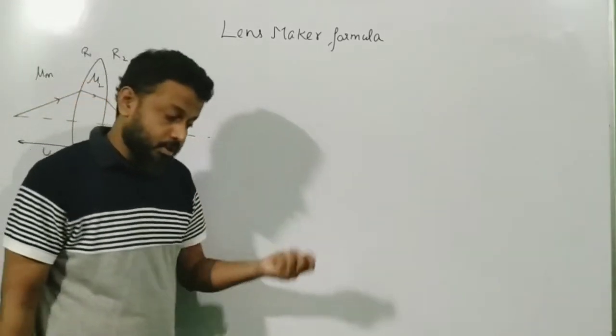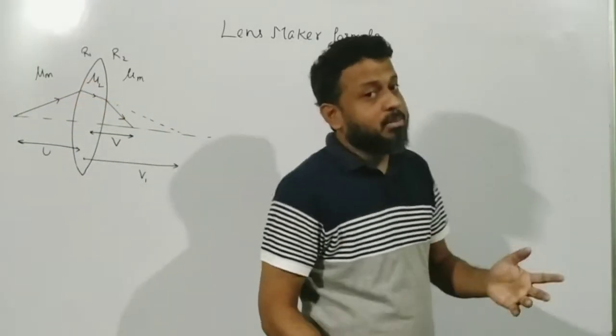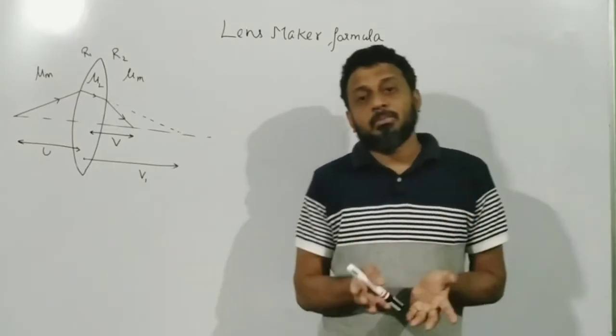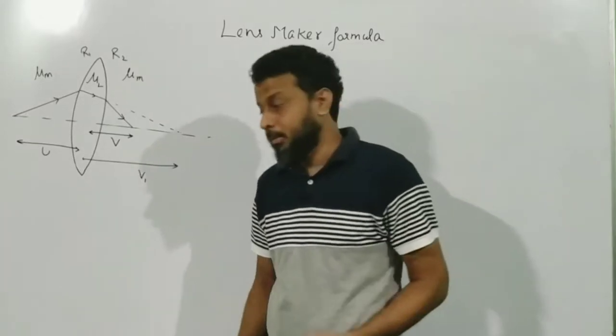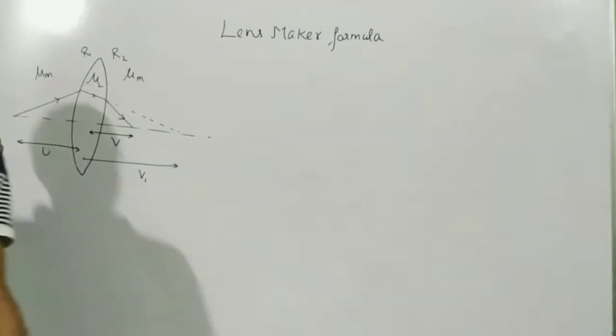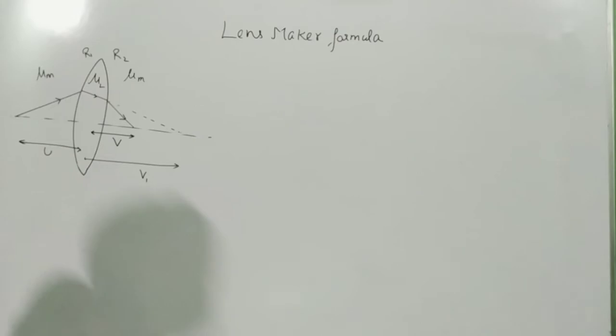So for the people who make the lens, it's very easy because they have to just optimize the radius of curvature in order to get the desired focal length as per the prescription. Now, let us try to understand how we are going to derive this formula called the Lensmaker formula.